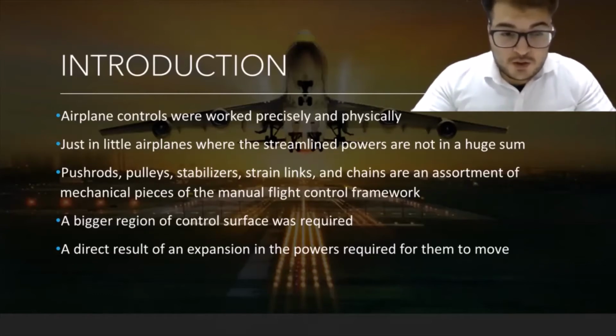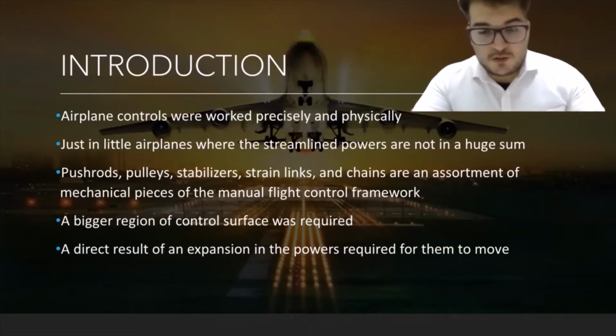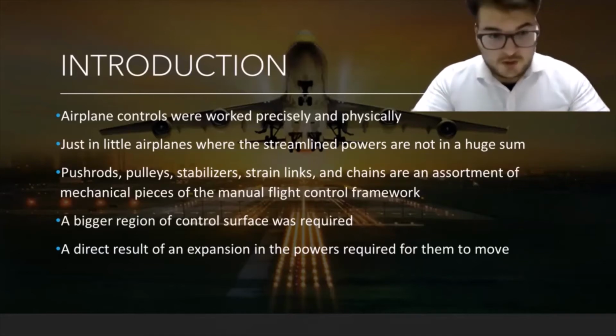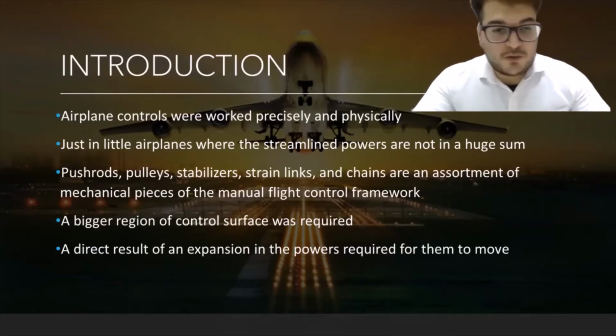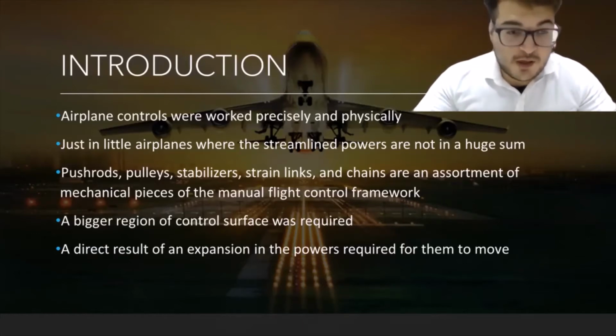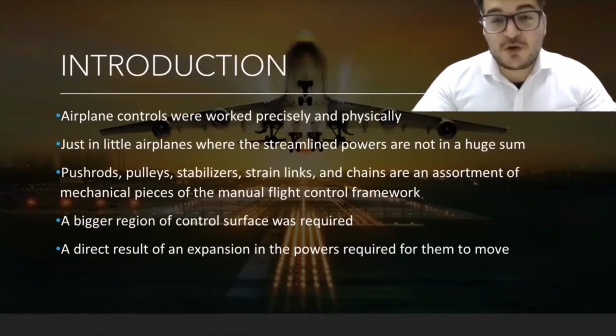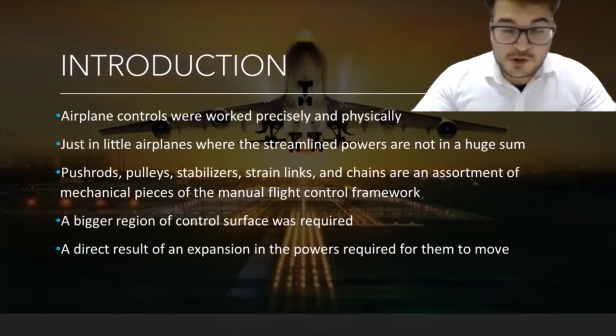Mechanical flight control systems are still used today in small general aviation category airplanes, where the aerodynamic forces are not extreme. A bigger area of control surface was required. As time passed, a bigger area was needed because this manual control was not enough. A standard fixed wing plane flight control system involves flight control surfaces, the individual cockpit controls, interfacing linkages, and the necessary operating systems to control a plane's course during flight. So this results in an increase in the forces required for them to move.